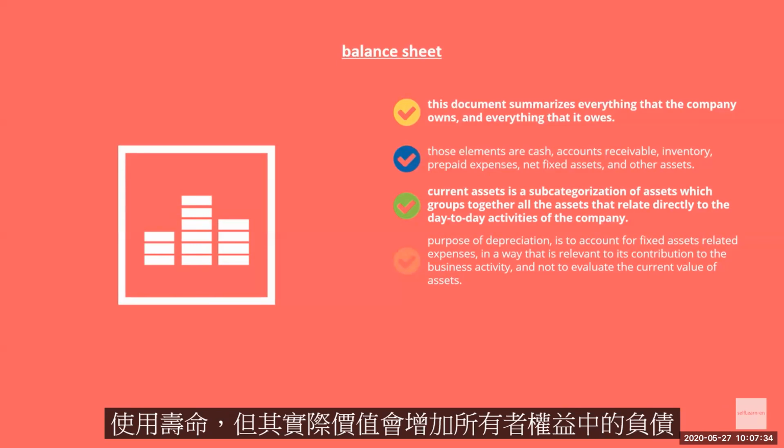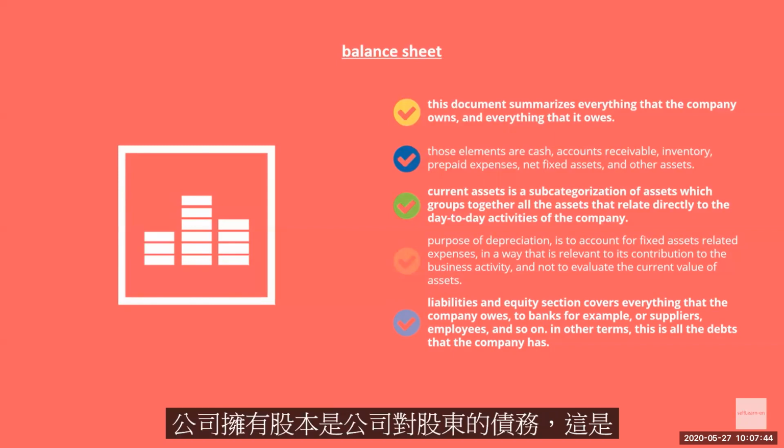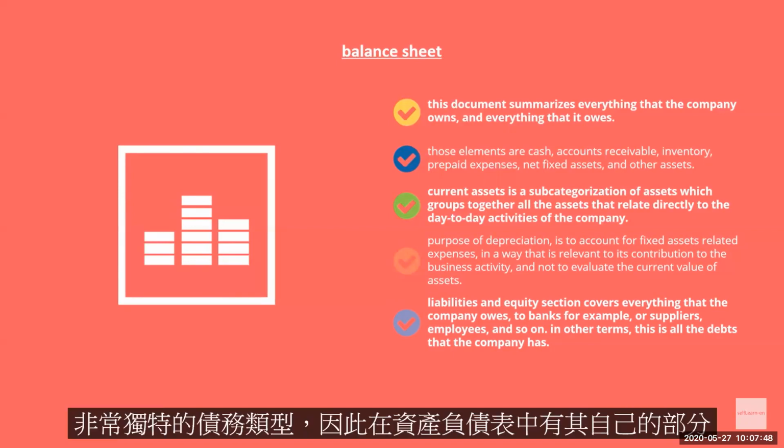The liabilities and equity section covers everything that the company owes to banks, for example, or suppliers, employees, and so on. In other terms, this is all the debts that the company has. Equity is the debt that the company has to its shareholders. It is a very unique type of debt and therefore has its own section in the balance sheet.